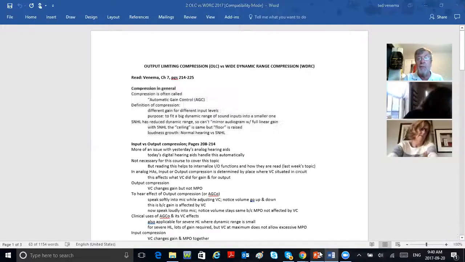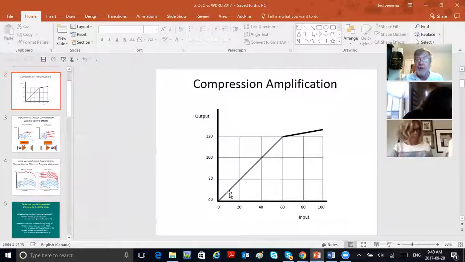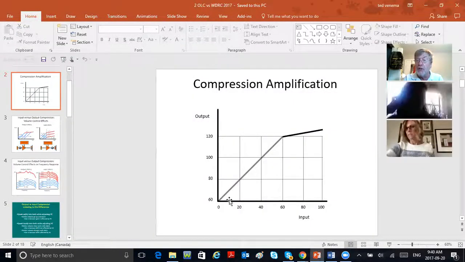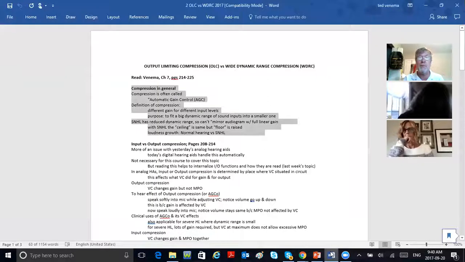Let's pull up the PowerPoint so we can see what I mean. Here, I'll pull up this slide. You're getting linear gain for all these inputs. Watch here, my cursor from 0 up to 60. I'm getting linear gain, but from 60 onward, I'm getting a different amount of gain because the gain line changed from 45. It tilted. So this is the compression area right here. This is where the hearing aid is giving compression. That's what they meant by automatic gain control. Different gain for different inputs.